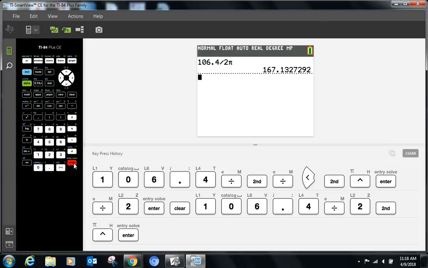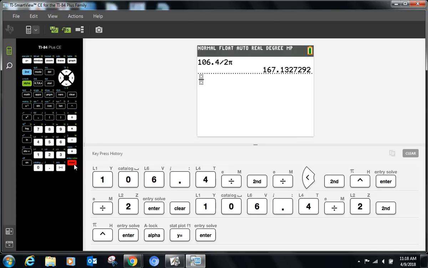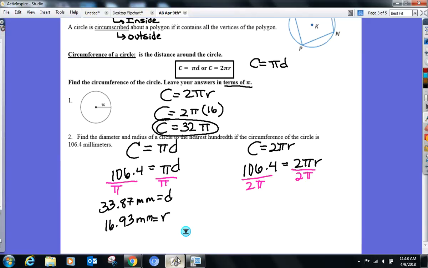So what's the solution to it? One of 2 ways. Put the 2 pi in parentheses, or heck, how about we actually start using the fraction template once in a while? Use your fraction template, 106.4 over 2 pi. You don't have to worry about parentheses. There you go. Okay? So everyone all right on that? If you end up dividing by 2 pi, be careful. Either put it in parentheses or use your fraction template. Questions before we get tougher now?